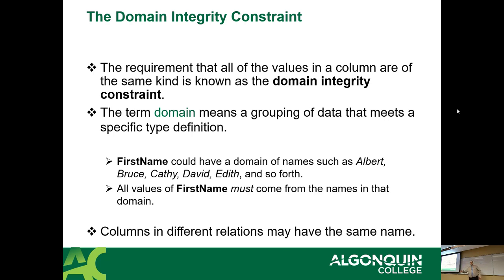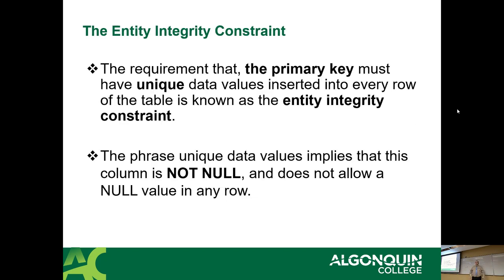Entity integrity means the primary key must have unique data values. In other words, the primary key can never be duplicated. It cannot be null. That's essentially the biggest point of the integrity constraint: every row or every instance has a value for its primary key. It cannot be null. It must exist. It must be unique.